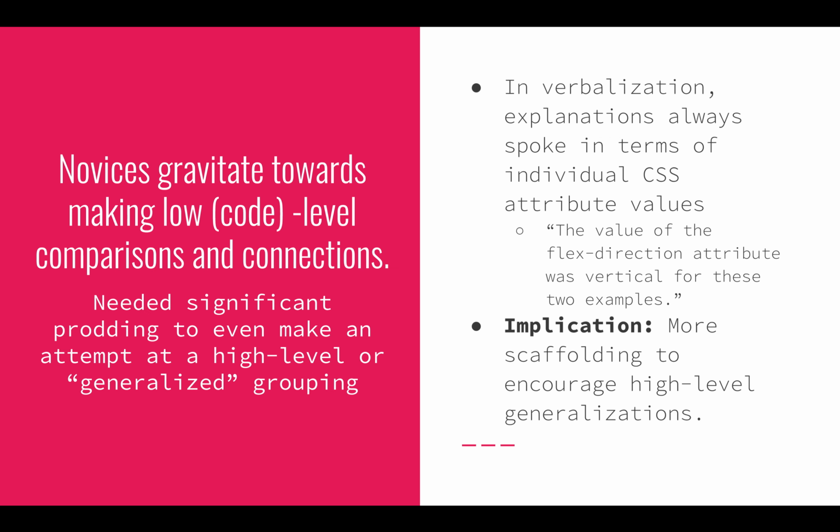Another takeaway is that novices gravitate towards making low code level comparisons and connections, so they need significant prodding to even try to make a more generalized grouping. I noticed this because in all of the verbalizations, the explanations were always in terms of the CSS attribute values, like, the flex direction attribute was vertical for these two examples, and we want something more general. The implication is that we need more scaffolding to encourage high-level generalizations.